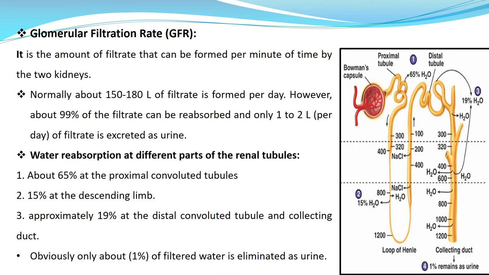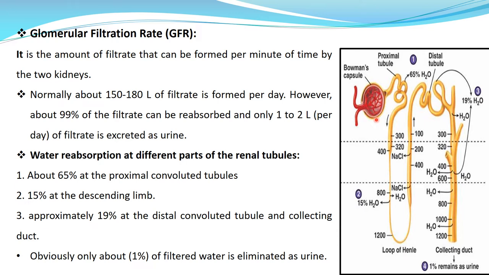Now we are done with the process of urine formation. We said it passes through three main steps: the glomerular filtration, tubular reabsorption, and tubular secretion. And we explained each of them, each of the processes through which urine formation can be managed.